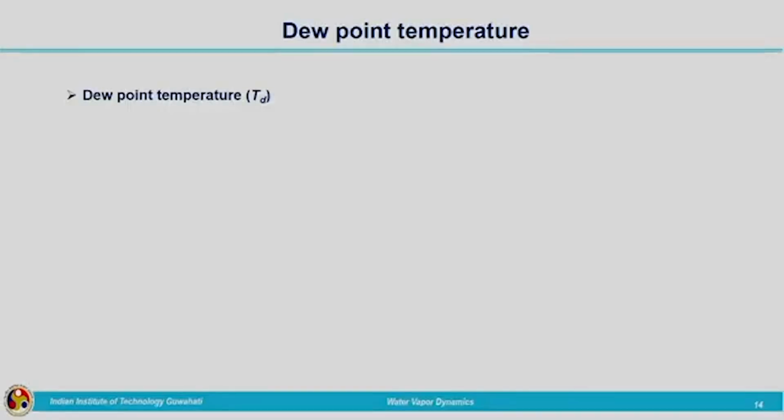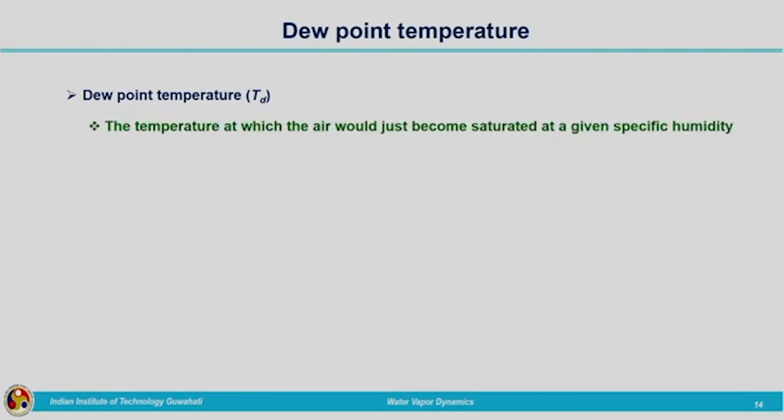For that we need to have some idea about a new term, that is dew point temperature. What is dew point temperature? That is the temperature at which the air would just become saturated at a given specific humidity. Look at the statement carefully. It is the temperature at which the air would become saturated at a given specific humidity. Conditions are there. It is not defined as a particular temperature corresponding to a particular humidity.